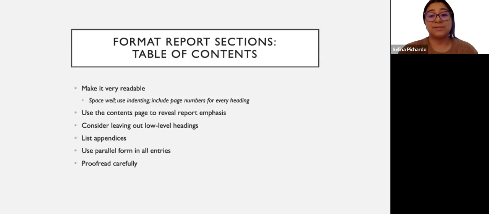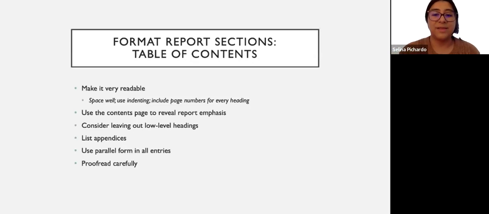This includes items such as tables of data, descriptions of procedures, pictures, whatever they may be. They are usually inserted at the end of the report. Typically, they are listed at the end of the table of contents. Use parallel form with your table of contents. That pretty much means everything matches: format matches, indents are aligned, font and sizing all look the same.